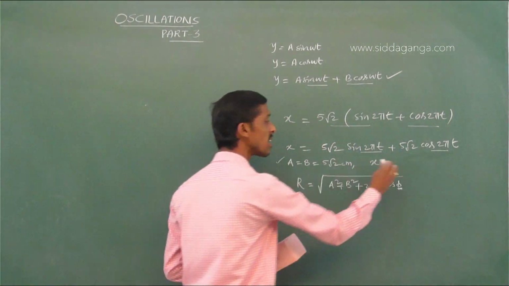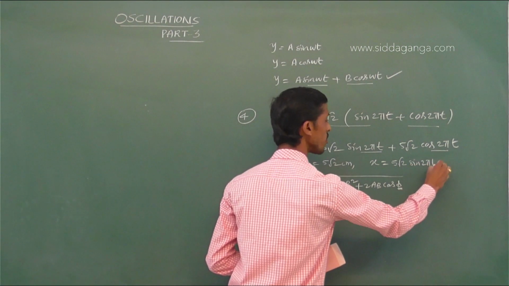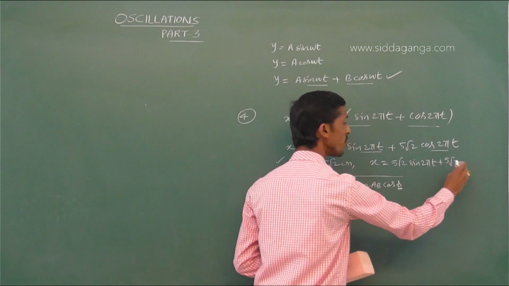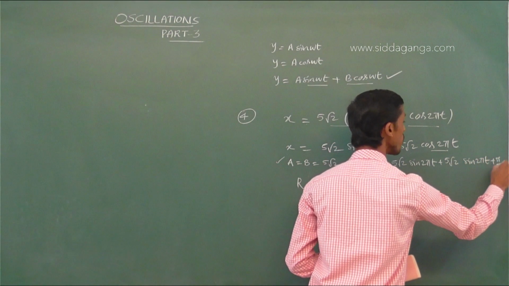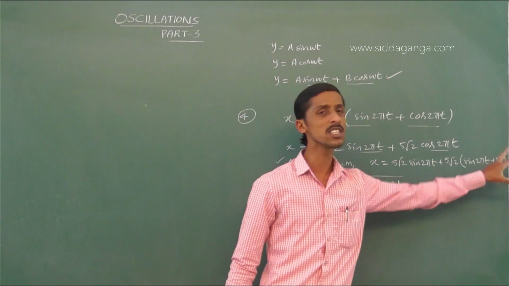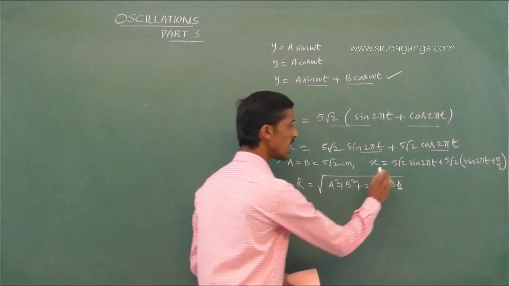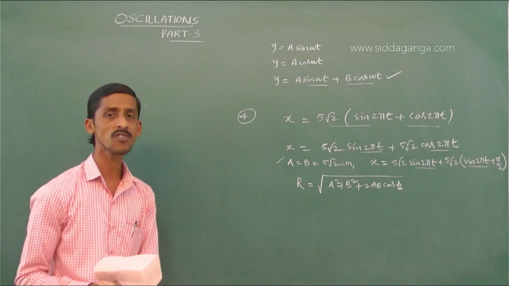You can write like this: 5 root 2 sin 2 pi t plus 5 root 2 sin 2 pi t plus 5 by t. Here cos 2 pi t can be sin 2 pi t plus 5 by t. So you can see sin 2 by t, sin 2 by t. What is the phase difference? Extra in the phase 5 by t.